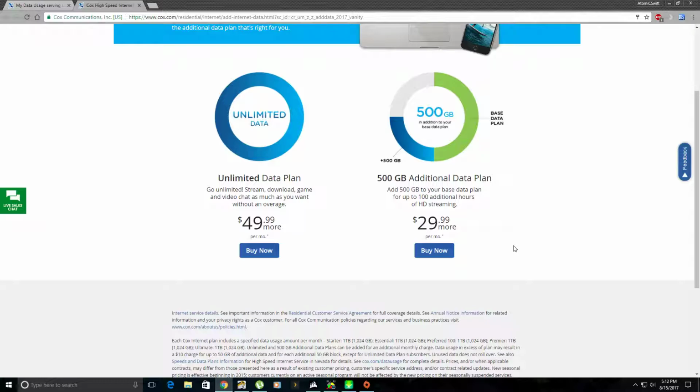So I am upset that Cox is capping your data now. But on the plus side, only $50 more to go unlimited. I was really wondering, I thought it was going to be $100 or more a month to go unlimited. So $50 isn't bad. I'm going to go with the unlimited. They don't start charging until September. So I'm not going to jump on there and get that now, because the billing cycle where they start charging for overages, I believe, is September.